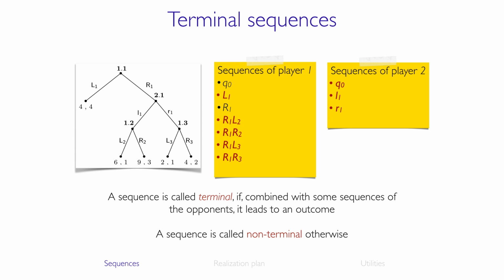If you consider, for instance, uppercase R1 of player 1, it cannot lead to any terminal node. Instead, sequence uppercase R1 uppercase L2 when paired with lowercase l1 leads to an outcome. Importantly, a sequence is terminal only when paired with a specific sequence of the opponent. Indeed, if uppercase R1 uppercase L2 is paired with lowercase r1, no terminal node is reached.